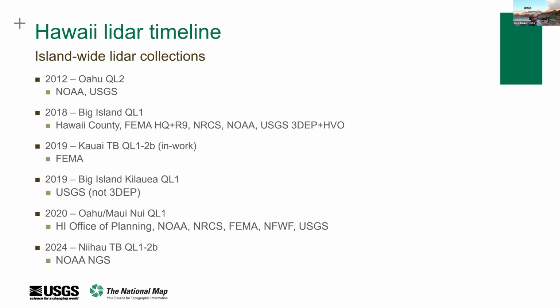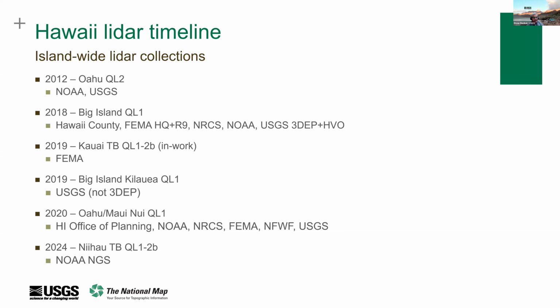You see the partners here: Hawaii County, FEMA, both the region and headquarters, NRCS, NOAA, a couple different components from USGS. So in 2019, we had Kauai topography. It's still in work. That's the only topography we did here, but we're hoping it'll be done well soon. And FEMA was the partner with that.